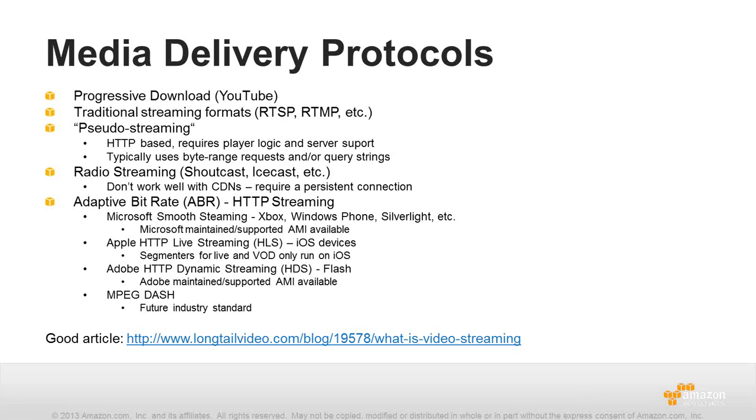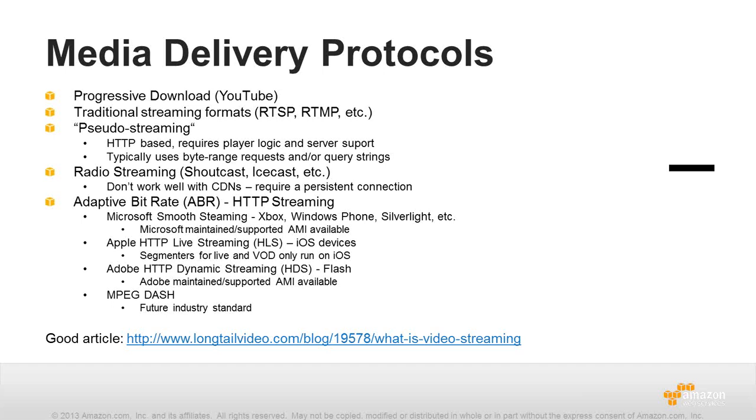So this list starts with progressive download, which is what YouTube has used for a long time, although YouTube is starting to move to some of the adaptive bitrate protocols now. But progressive download is essentially where the user downloads the entire file from the server and plays it on the client. So, as you can imagine, the problem here is that if you don't have a server that has some sort of communication with the player, you can end up delivering the entire file, even though your users are only interested in viewing just a small portion of that file. So this ends up costing you a lot more in terms of bandwidth.